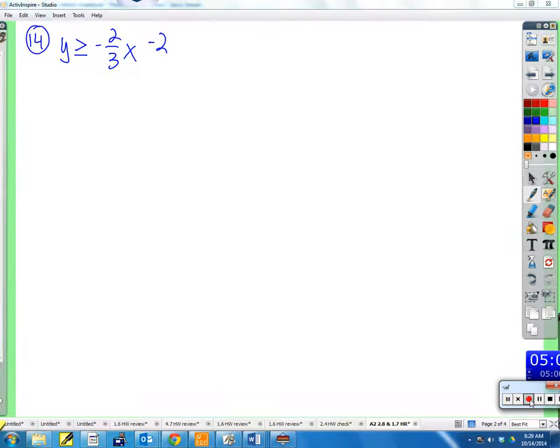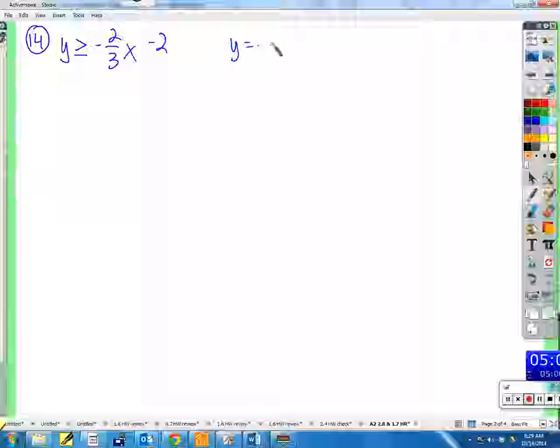Okay, so we're going to graph an inequality. Have we graphed an equation like this before? Yes, we have, right? If we were to just concentrate on that, the graph of this equation would be what? A line. It would be a straight line.